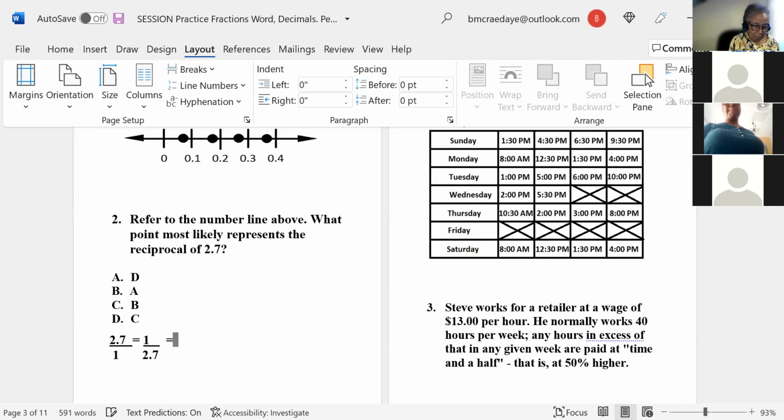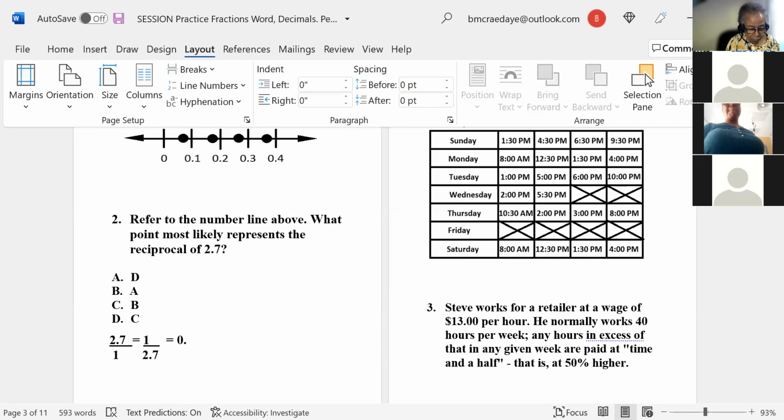Anybody divided it out on your calculator? What did you get? 1 divided by 2.7, Maureen. What do you get on the calculator? 1 divided by 2.7. Mercedes, you got an answer on your calculator? It's 0.3 something. Mercedes, 1 divided by 2.7.